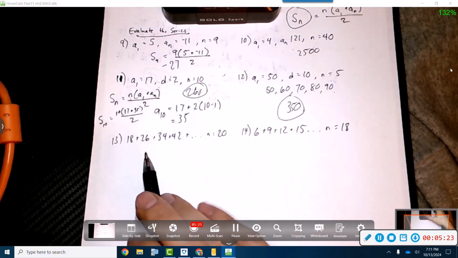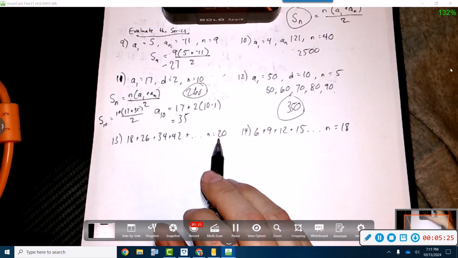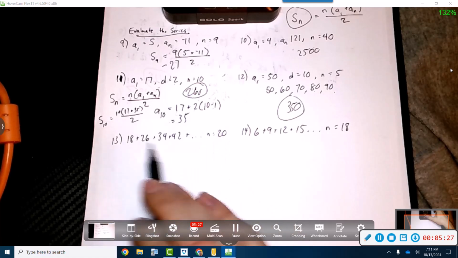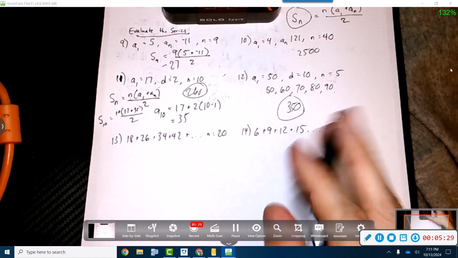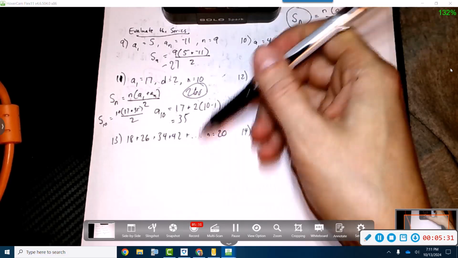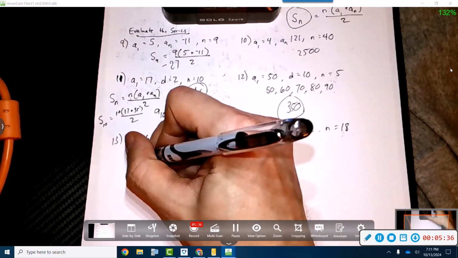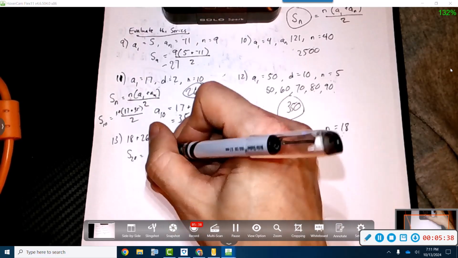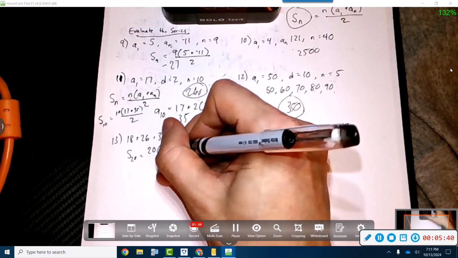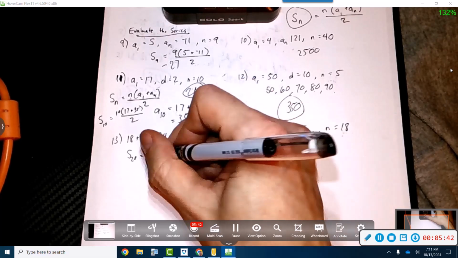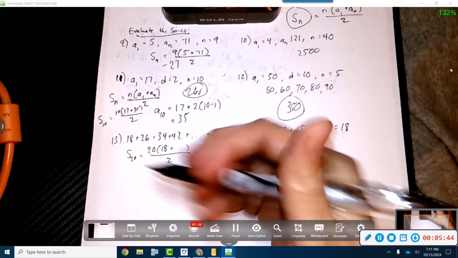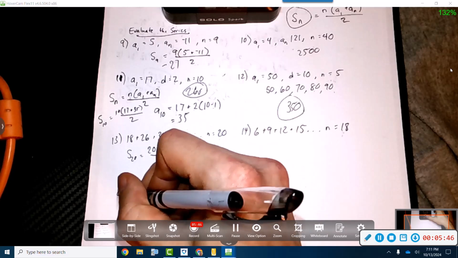Now, if you're going 20 terms down the sequence, then you're definitely going to want to calculate. Same with 18. So this is going to be similar to this problem right here. Okay. So again, we have S sub 20 equals, we know that we have 20, our first term is 18, but we do not know our last term. So we're going to have to figure that out. We need the 20th term.